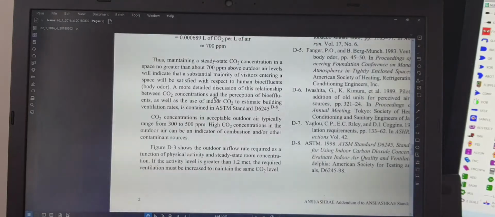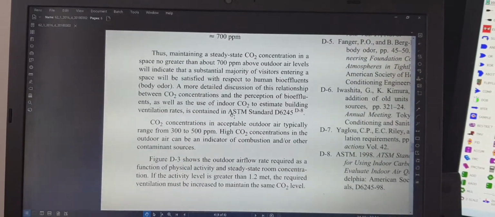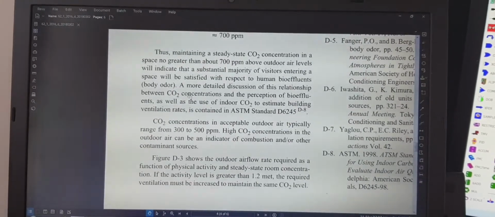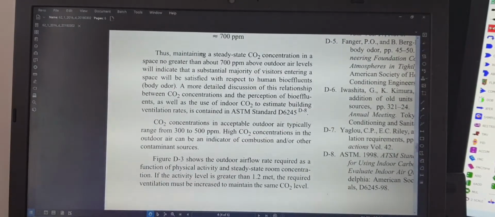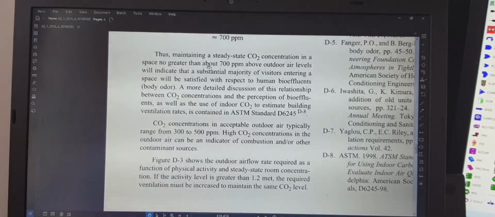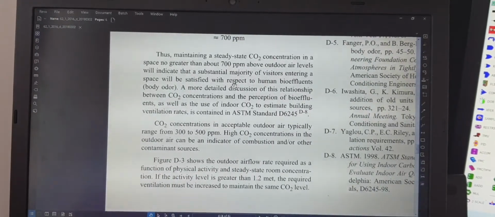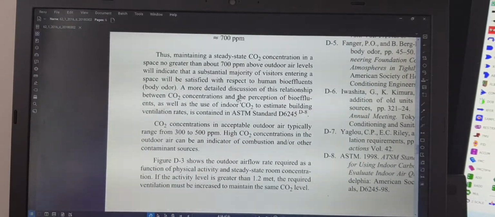So the guidelines, I just want to make sure, because this is for our reference, so we know what we are designing, what we're working on. So you can see it says maintaining a steady state CO2 concentration in a space no greater than about 700 parts per million ppm above outdoor air levels will indicate that a substantial majority of visitors entering a space will be satisfied with respect to human bioeffluents.